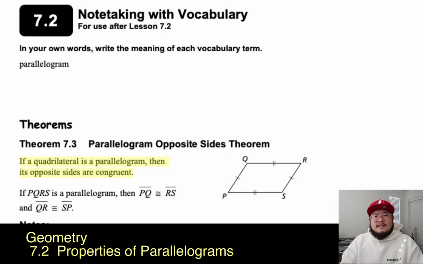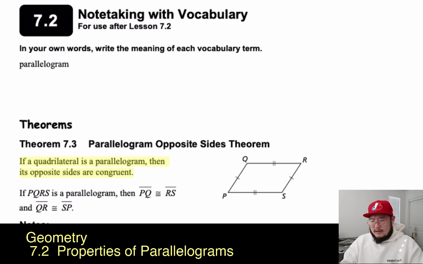All right, in 7.2, let's take a look at properties of parallelograms. Hopefully you have an idea of what a parallelogram is, something that's in the word parallel. Hopefully that should tell you that, hey, opposite sides are parallel to each other. A parallelogram has four sides. Some other things that maybe can come to mind that you already know.